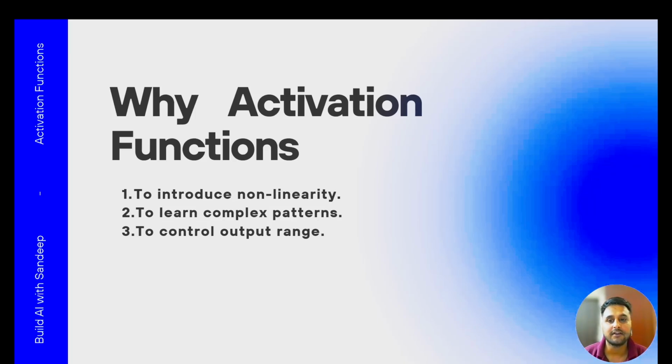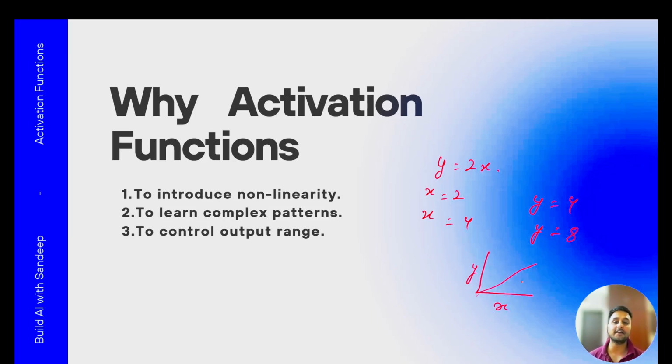Let me make you understand with a simple example, for example, y equal to 2x. If x is equal to 2, then y is equal to 4. If we double x, then x equals 4, then y is equal to 8. So there is a straight line relationship. This is x and this is y. There is a straight line relationship.